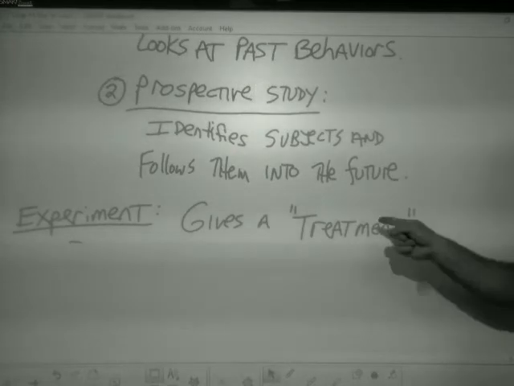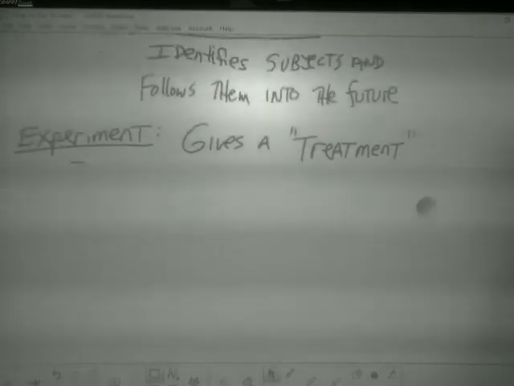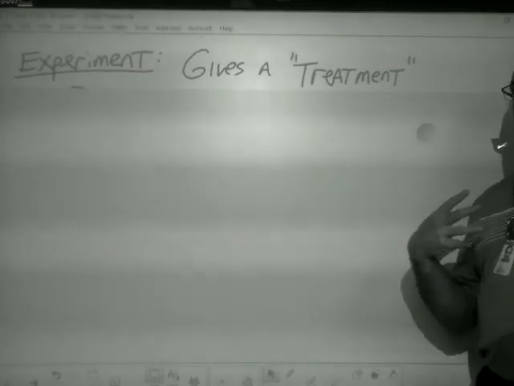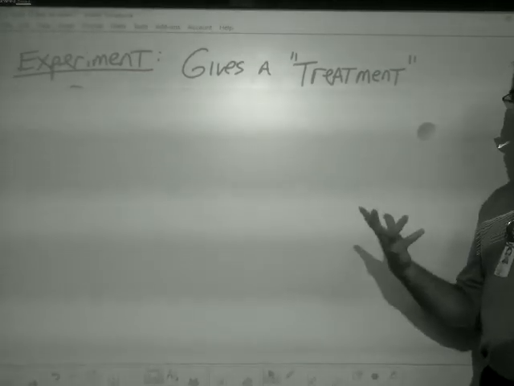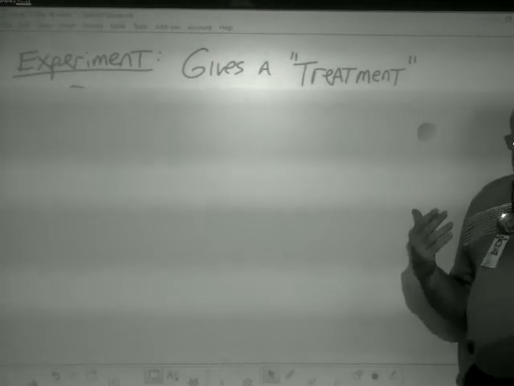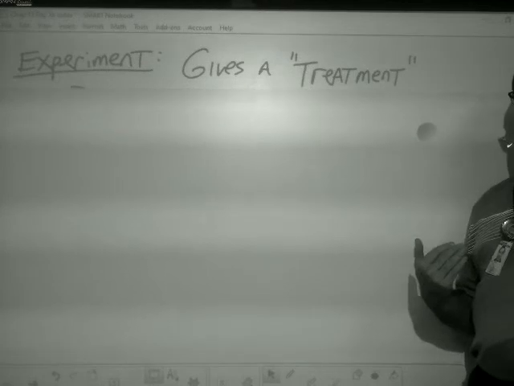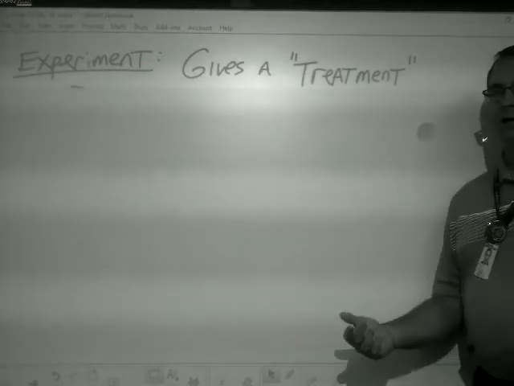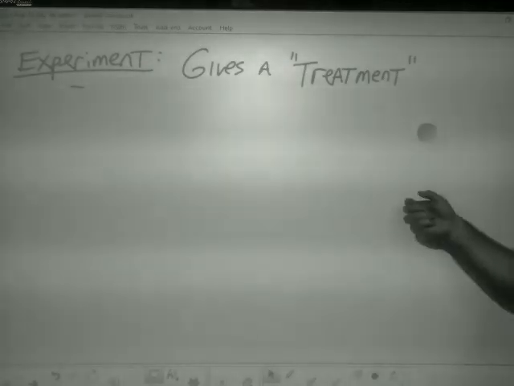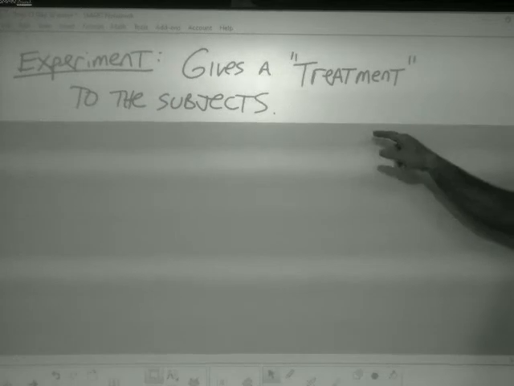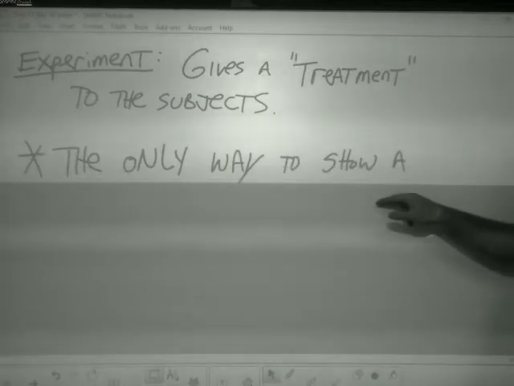An experiment gives a treatment. All right, there's some sort of treatment given. It isn't always a pill or a medicine. A treatment could be two different types of directions to read to accomplish a task. The treatment would be the directions that they got. So it isn't always a pill or a medicine. So the treatment is given to the subjects.